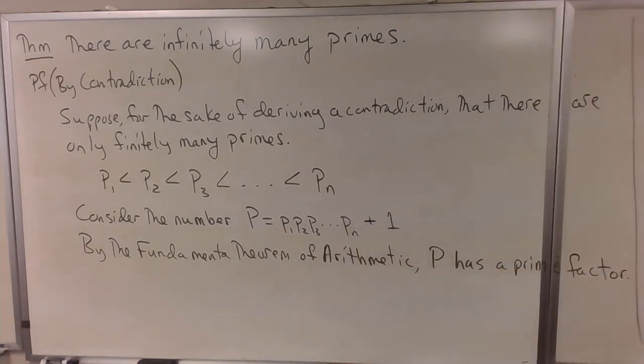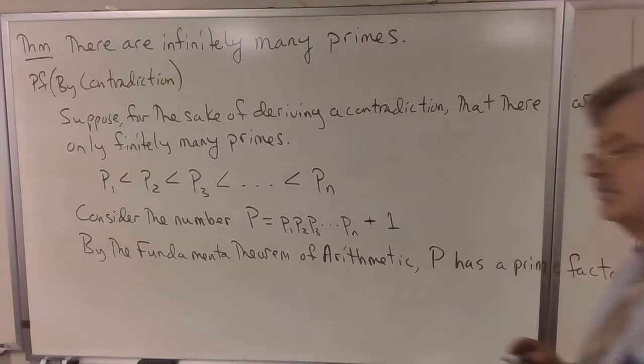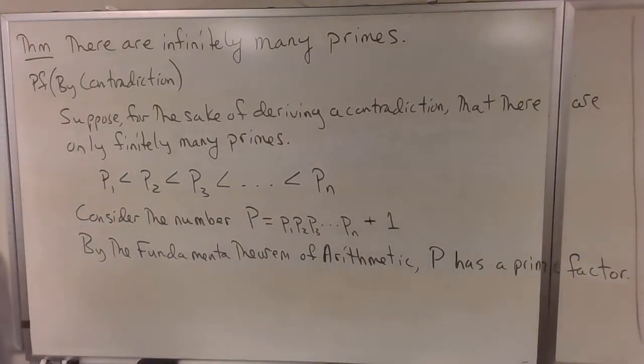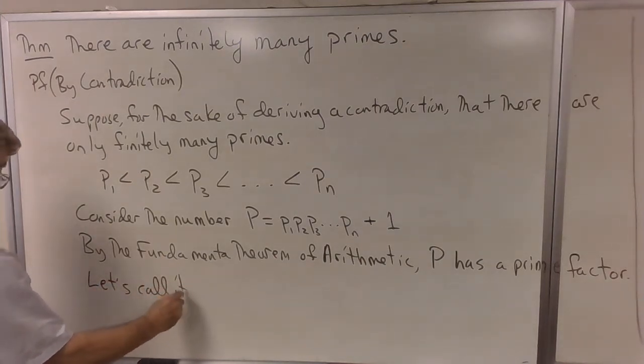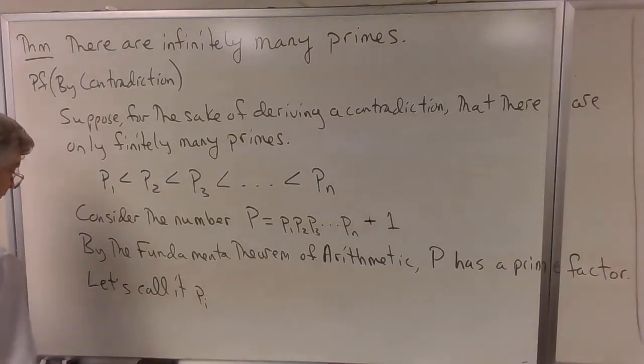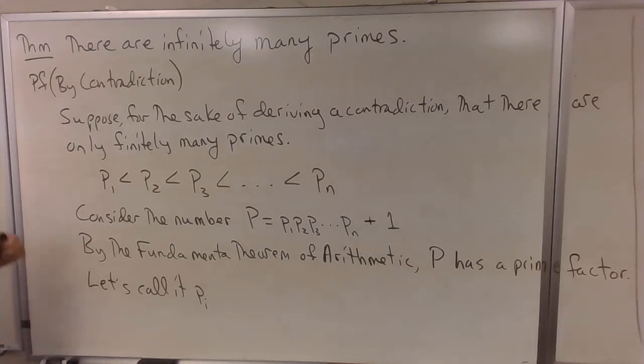So by the fundamental theorem of arithmetic, P has a prime factor. So it's P sub I, where I is some number between 1 and n.